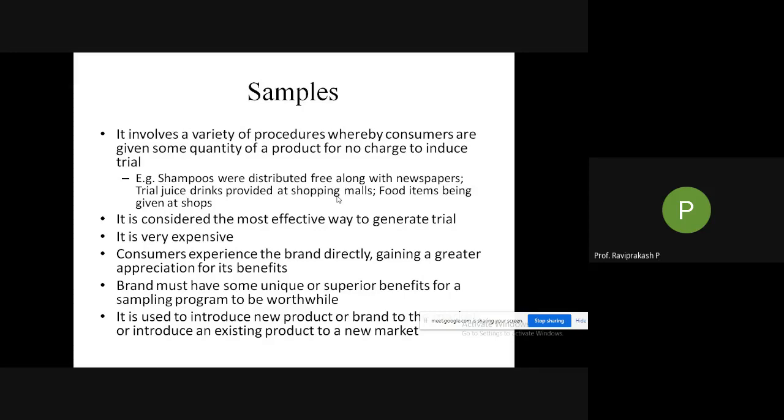For example, shampoos were distributed free along with newspapers. As you can see, with some magazines and newspapers, you will get small sachets of shampoos and conditioners.